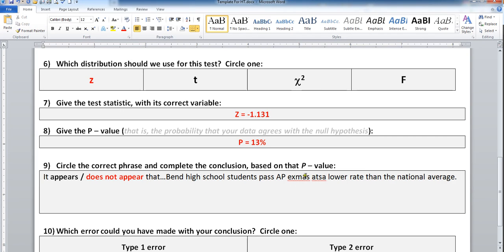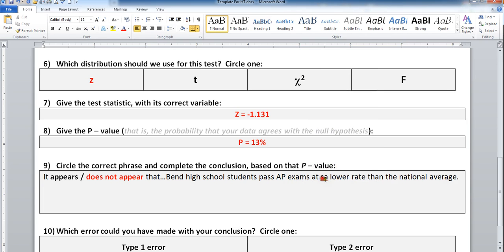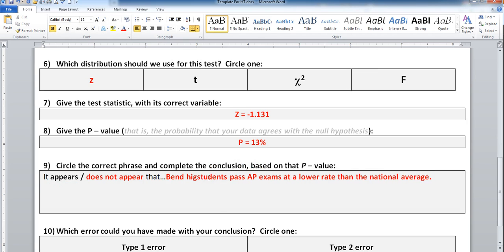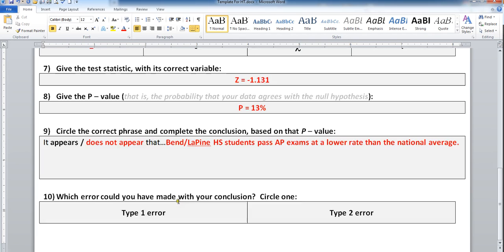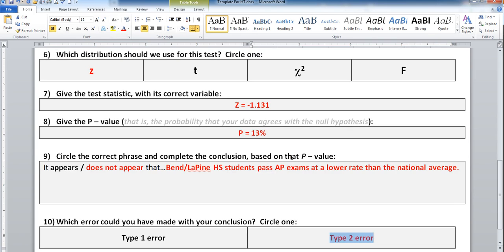Let's go back and spell all the words correctly. I look at my fingers while I type. Oops, at a lower rate. Make that red. There. Okay. Actually, I should put Bend High School students. So there you go. Bend-Lapine students. Okay, and you could make a type 2 error. You could say that you basically said this, saying it's not less than 59% when in fact it is. The chance of a type 2 error is a totally different ball of wax. We'll get into that in about a week.